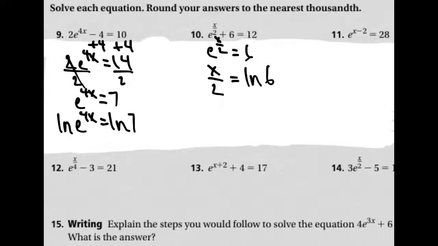And now to solve, just multiply by 2. So your answer is x equals 2 ln of 6. Use a calculator, and 2 times ln of 6 is going to be 3.584, to the thousandths place. Again, that's an approximation.